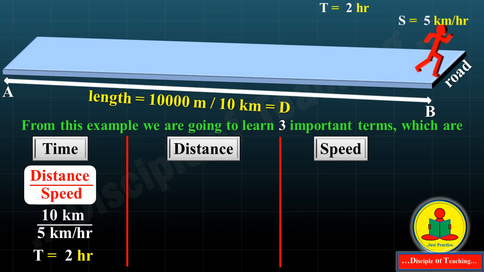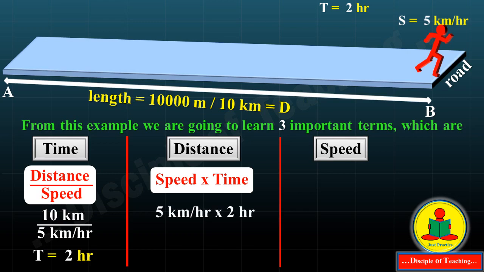Now, distance is equal to speed into time. Here, speed is the speed of the person, 5 km per hour, and the time is the time taken by the person, which is 2 hours. On multiplying, we get D is equal to 10 km, which is the length of the road, or say D is the distance covered by the person within 2 hours of time with 5 km per hour of speed.